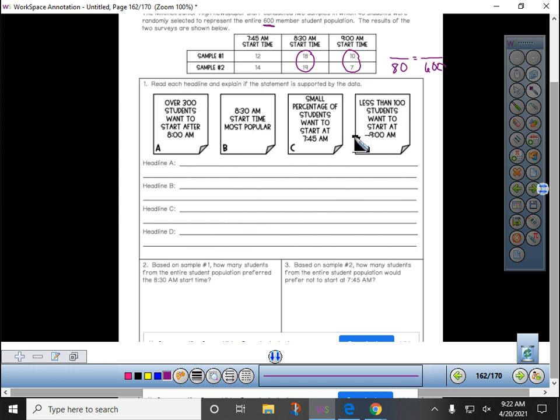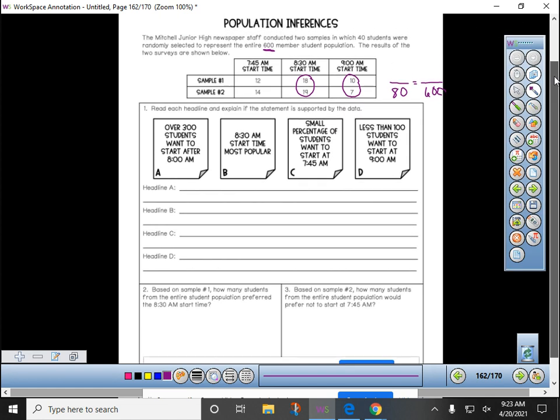How many want to start after 8 a.m.? 70. Is 8:30 after 8 a.m.? Yes. You can't just sit there and stare. You have to write some things down and work it out. It's not just going to come to you. Write it down. Find the correct page, write it down.